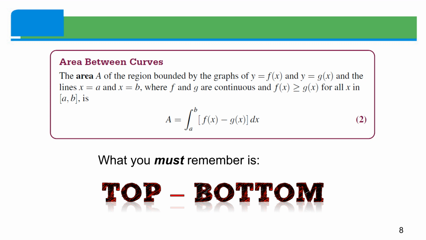Yes, sir? What if it's under the x-axis? Ooh, great question. What if it's under the x-axis? There's two answers to your question. One is we don't do those. And number two, you still have an area below the x-axis. It would just be a negative area. Would it be bottom minus top? Still becomes top minus bottom, but it becomes minus a negative area.